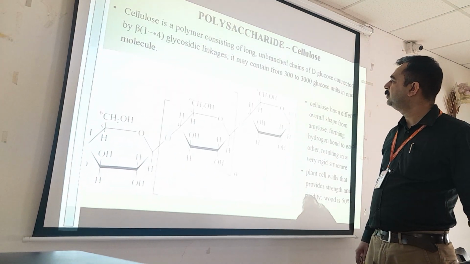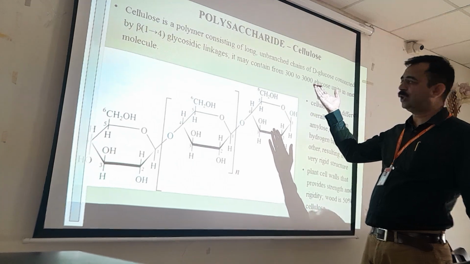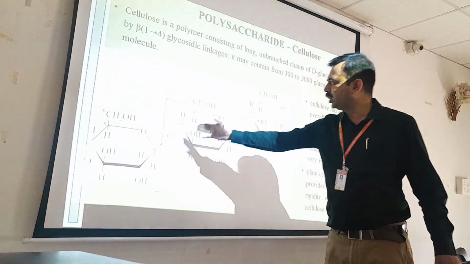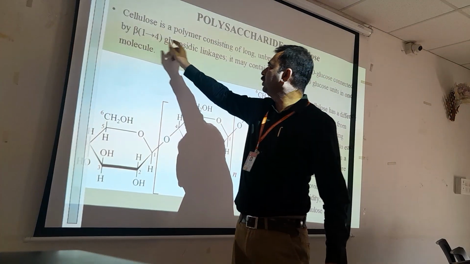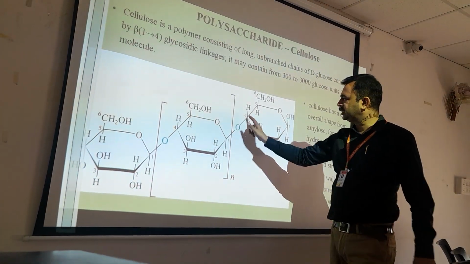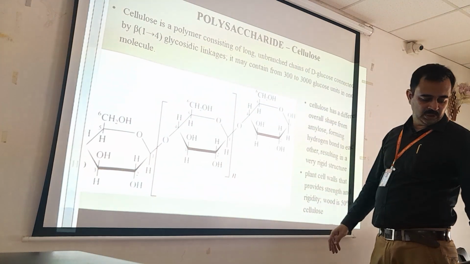The structure of cellulose. Cellulose is a polymer consisting of long unbranched chains of D-glucose connected together. Since it is a chain of D-glucose, where is the linkage? See this linkage: beta-1,4 glycosidic linkage. Beta-1,4 glycosidic linkages take place, and because of that the attachment of that particular molecule will be helpful.